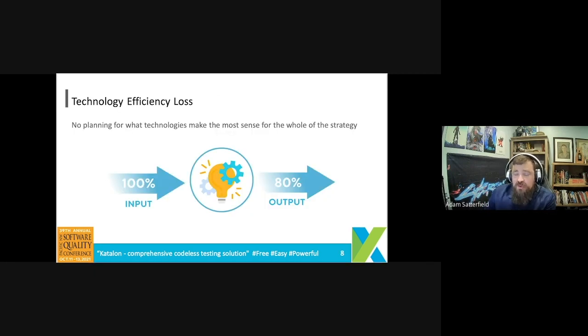This one we definitely see quite a bit. We call it technology efficiency loss. And this normally comes about where we have an idea that we want an automation solution, and we do a Google search, and we're like, great, okay, well, we've got Selenium, right? So let's go ahead and just implement that. Well, who's going to write those scripts? Who is going to support that? Does Selenium make sense for the type of technology you're testing against? Is your application more of an API application? Does Selenium still make sense?